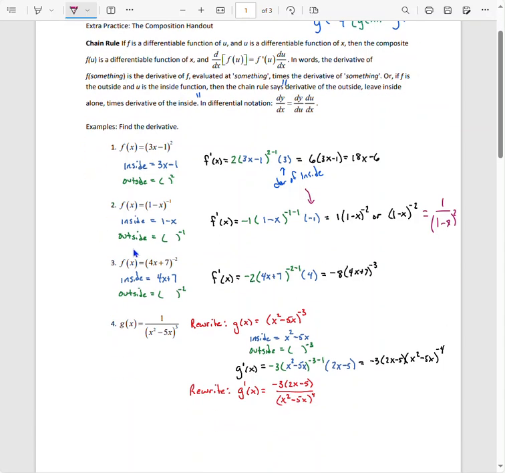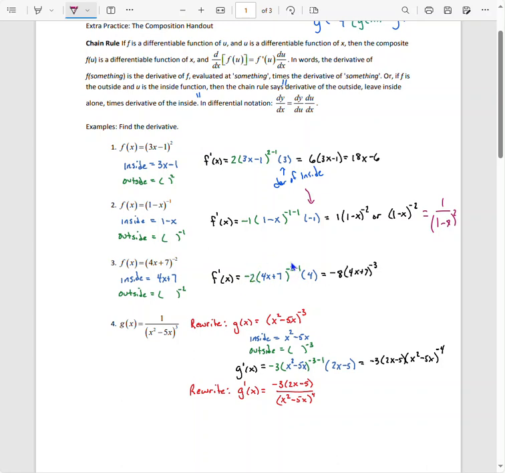Number 3, if f of x equals 4x plus 7 to the negative 2 power, it looks to me like 4x plus 7 is inside. What is it inside of? It's inside of this negative 2 exponent, right? Something to the negative 2 power. Well, the derivative of the outside is negative 2 parentheses to the power of negative 2 minus 1.